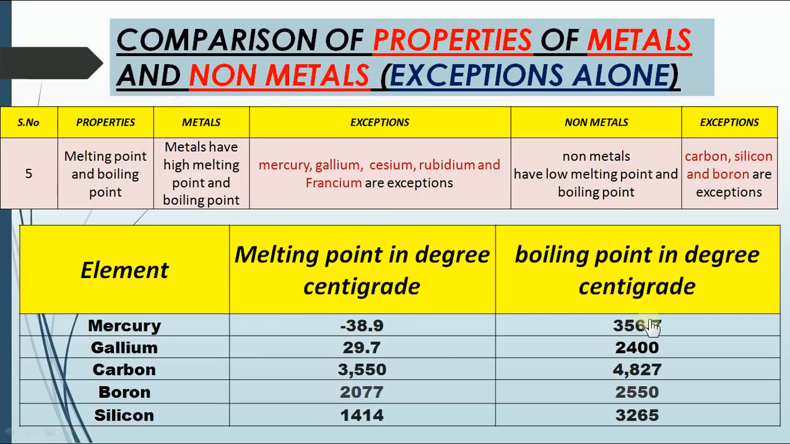Even the boiling point is comparatively low, 356.7 when you compare it to other metals. Come to gallium, 29.7, and the boiling point is 2400 degrees centigrade. Similarly, cesium, francium, rubidium will just melt above room temperature, so their melting point is low.